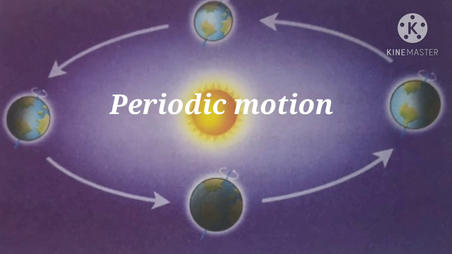The hour hand completes a circle every 12 hours and the minute hand completes a circle in 60 minutes. The motion of the Earth is also periodic motion. The Earth takes 365 days and 6 hours to complete one revolution around the Sun. The rotational motion of the Earth is also a periodic one.